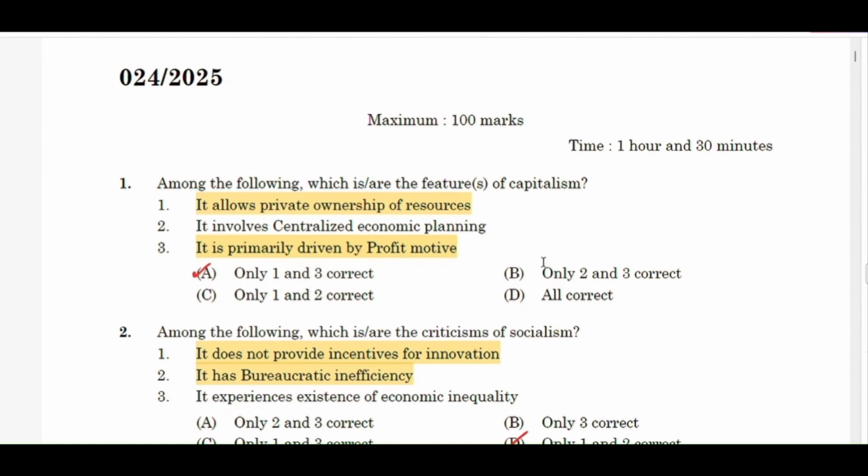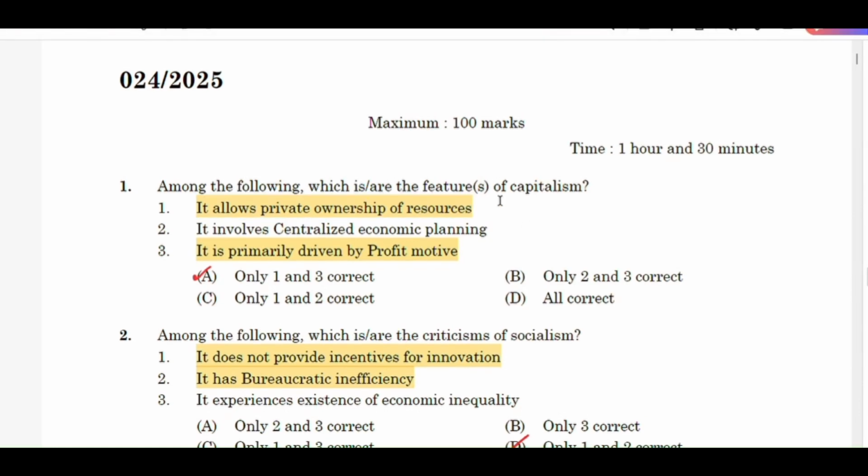024/2025. Next, the questions. Among the following, which are the features of capitalism? Answer is option A, only 1 and 3 correct. It allows private ownership of resources. It is primarily driven by profit motive.